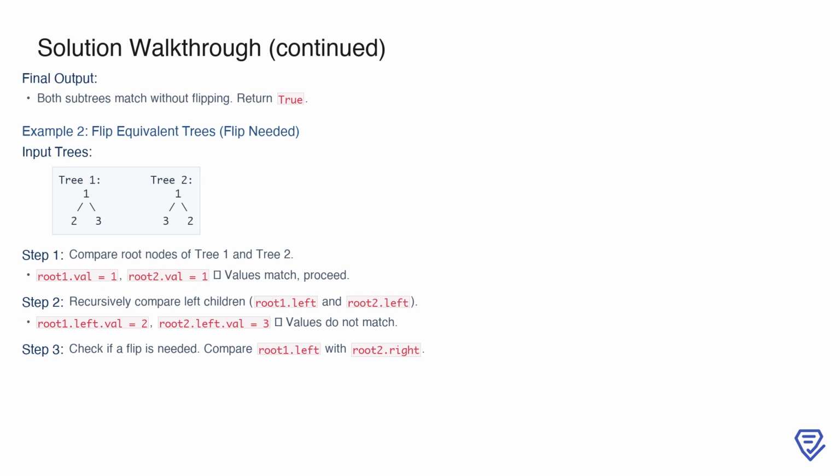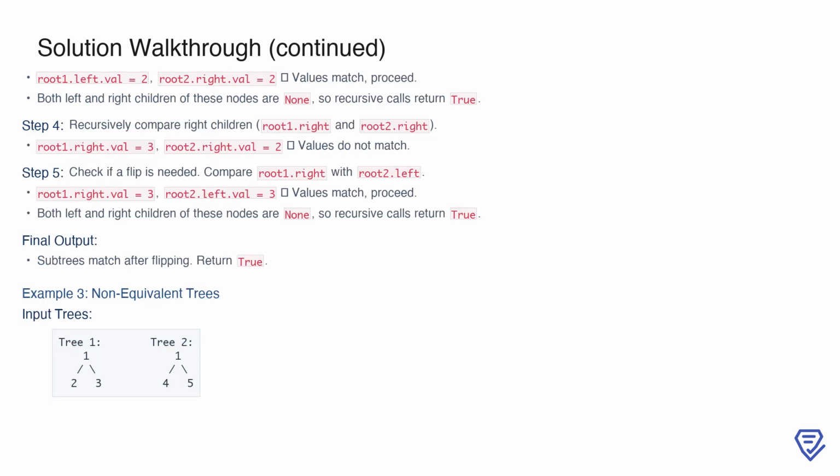We then compare tree 1's left child with tree 2's right child. When comparing tree 1's left child, which has a value of 2, with tree 2's right child, also with a value of 2, we find that the values match. Since neither of these nodes has further children, the recursive calls confirm that this part of the subtree is equivalent. Next, we compare the right children of tree 1 and tree 2. Tree 1's right child has a value of 3, while tree 2's right child has a value of 2, so these values do not match.